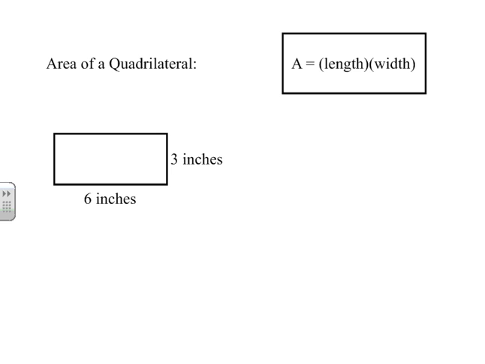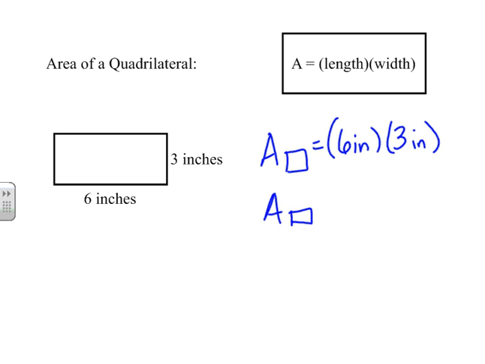So let's use that idea and find this. The area of this quadrilateral is 6 inches times 3 inches. Multiply that together, 6 times 3, we'll get 18. Now the type of area, because it's inches times inches, means we need inches squared.